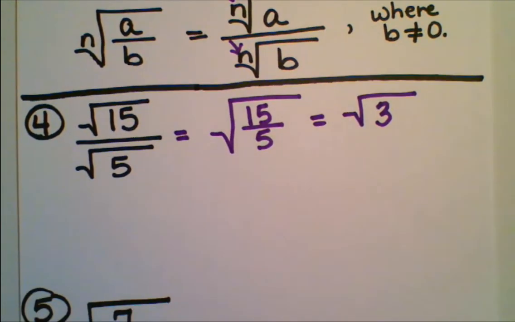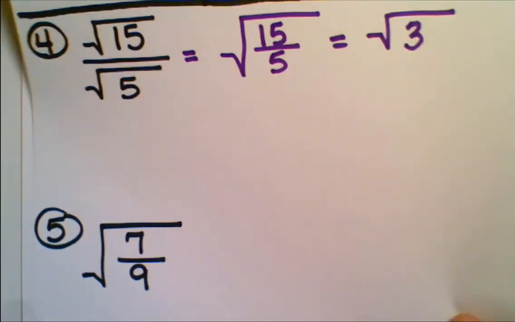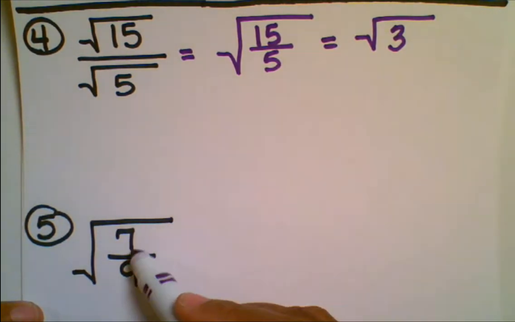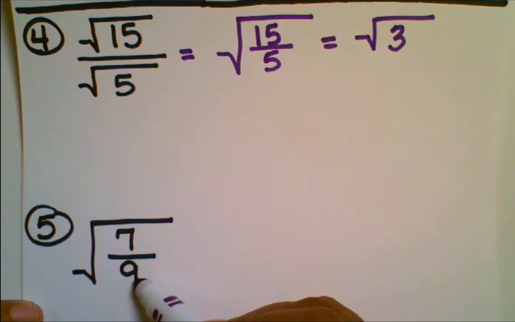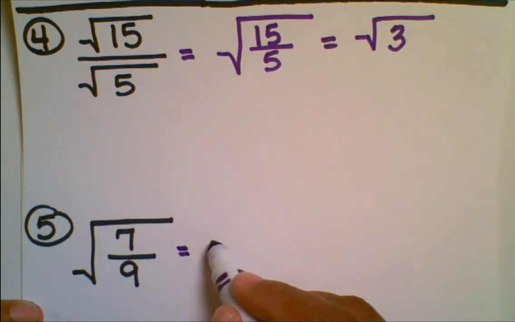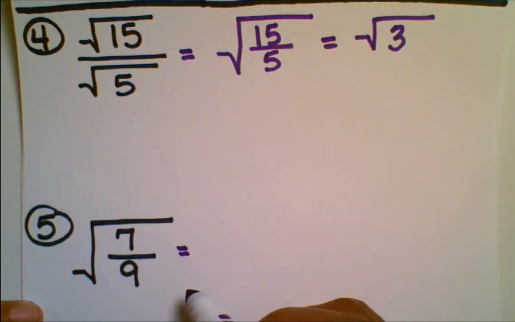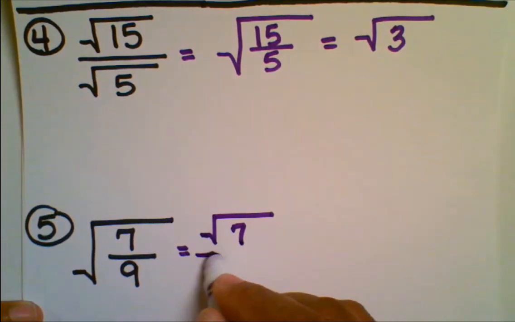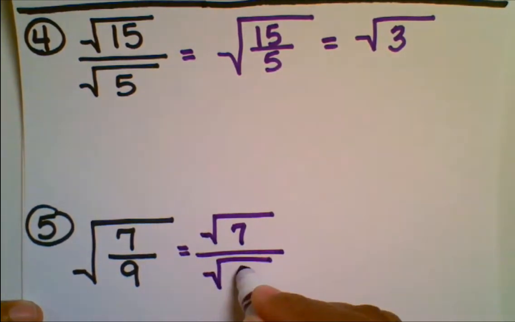Next example, number 5, we have the square root of 7 over the square root of 9. So this time we have the one fraction, and we see that 9 cannot divide into 7. So what we're going to do is write the radicand as two separate fractions, the square root of 7 over the square root of 9.